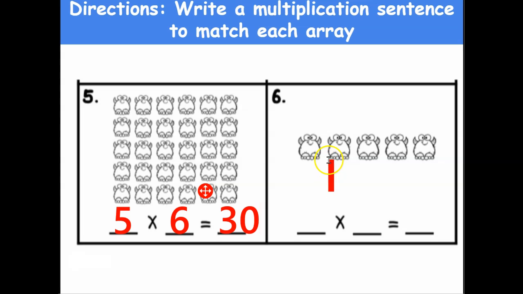And then, all right, how many rows do I have? Just 1. I only have 1 row. And then 1, 2, 3, 4, 5. 5 in each row, obviously. And 1 times 5? 5.